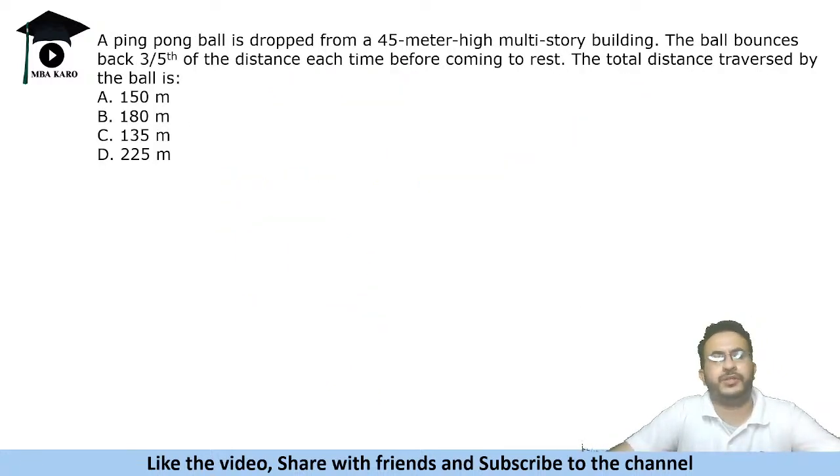So this is a question on this topic. If you can determine by yourself, great. A ping pong ball is dropped from a 45-meter high multi-story building. The ball bounces back three-fifths of the distance each time before coming to rest. The total distance traversed by the ball is.